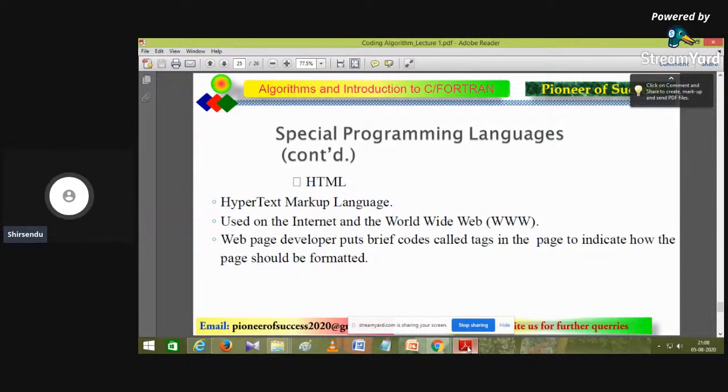What is the science behind developing the programs? This is the topic of discussion, and in the upcoming courses, we'll be learning it step by step. The science of coding means there are a few logical steps. I have already talked about it. We will be following those logical steps in order to solve a particular problem.